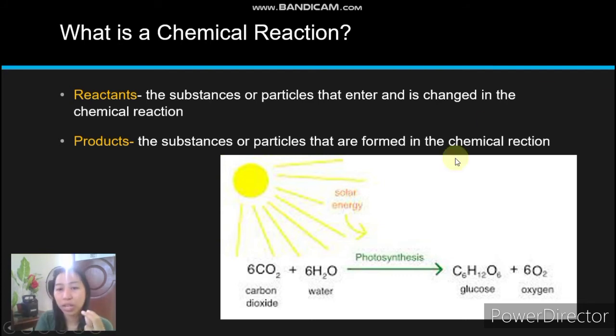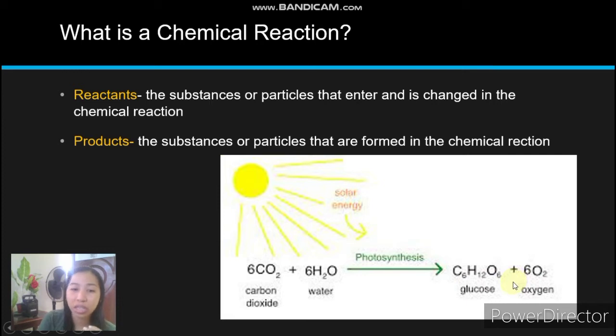So, for example, here, this is a chemical reaction involved in photosynthesis. Now, this is the process in which plants can make their own food. Now, as what you can see here, always remember this nga arrow ha. Most of the time, ang nasa left side of the arrow kay ang reactants. And kanang nasa right side, kanang gipadulungan sa imong arrowhead, kini siya ang imuhang gitawag nga products.